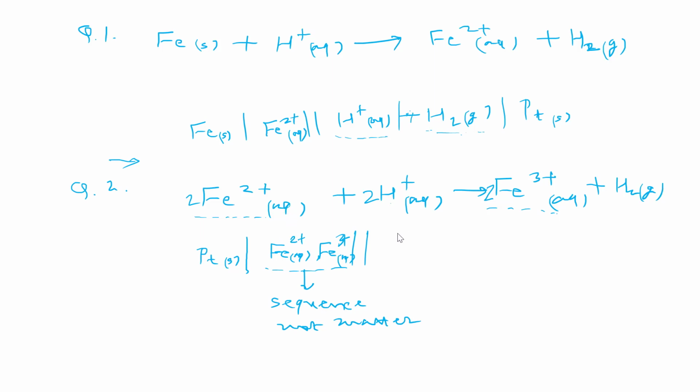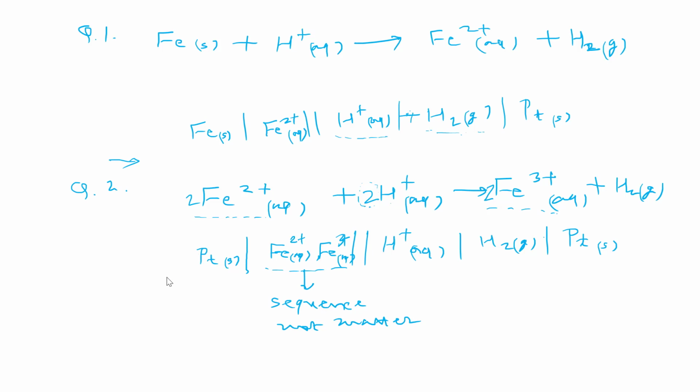So now which species do we mention? H+. As you can see, we are not taking this 2, so stoichiometry is not considered in the representation of the cell. So here we write H+, then the phase separation line, then H2 gas, and then the phase separation line and Pt solid. So this is the representation. Here you can note down two things: the stoichiometry we are not considering in the representation of the cell, and the sequence of these ions doesn't matter here. Either you can write Fe2+ first or Fe3+ first, both are correct.